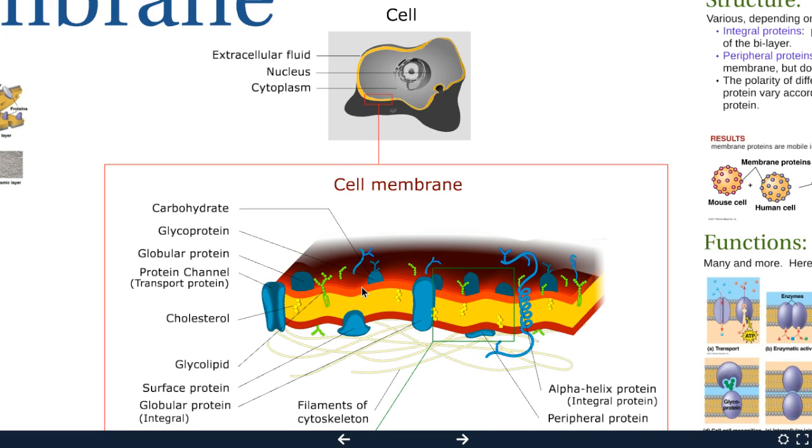Okay, and so these are the common type of picture models that you'll see. We have our extracellular fluid on the outside, we have our nucleus on the inside, and we have our cytoplasm, which is composed of our cytoskeleton, between. So here's everything that makes up the cellular membrane that we're going to be focusing on.